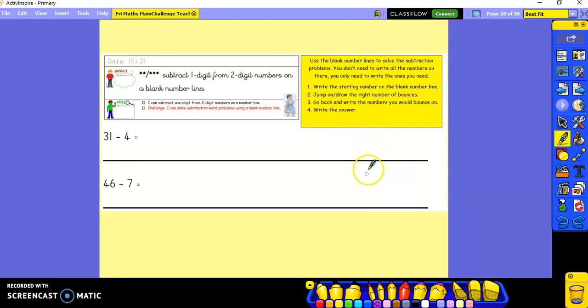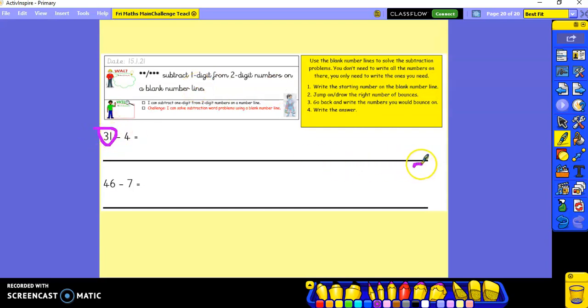Right, so this is what your worksheet will look like today. You've got your Walt and your wolf at the top. Then you've got your questions with your blank number lines. And again, I have put the steps at the top here to help you, to remind you how to do it. So use the blank number lines to solve the subtraction problems. You don't need to write all the numbers on there. You will only need to write the ones that you need. So write the starting number on the blank number line. So 31 is my starting number.